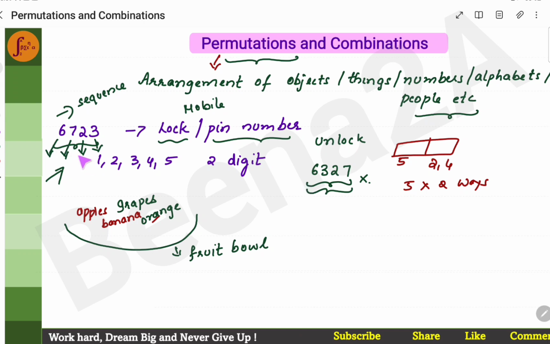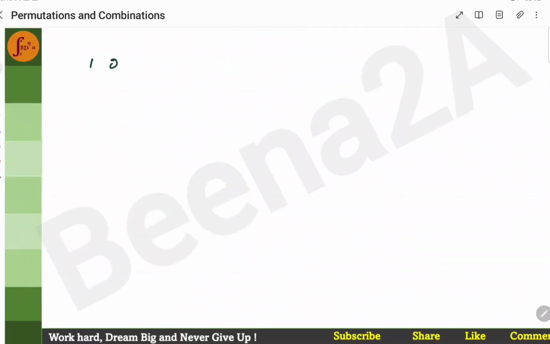So, like this, you could have multiple arrangements. One is 6327, then you could have 2367, or you could have 7362. There are multiple ways of arranging these numbers. These arrangements are called permutations. Now, similarly, say you have digits 1, 2, 3, 4, 5. Five digits are there, and you want to form a 2-digit number.